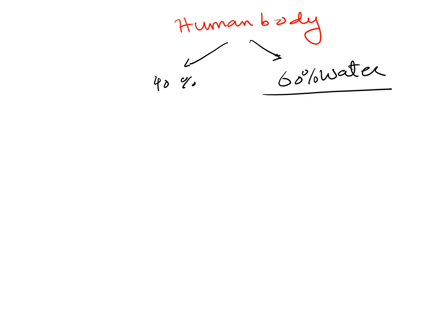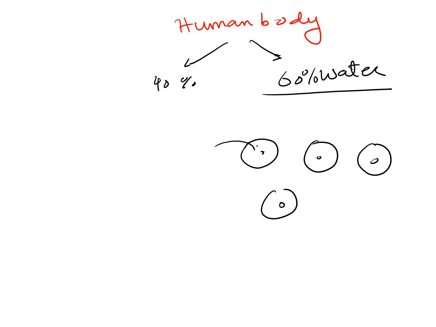So out of this 60% water, two-thirds of this water is located inside the cell, and this is called intracellular fluid.